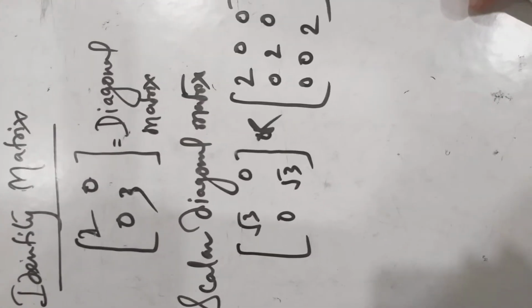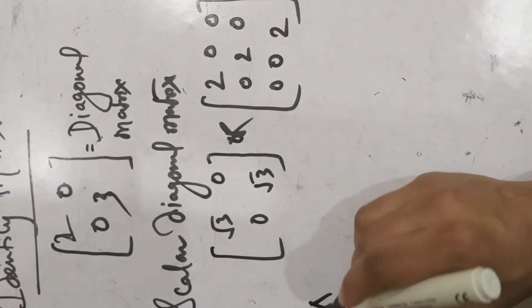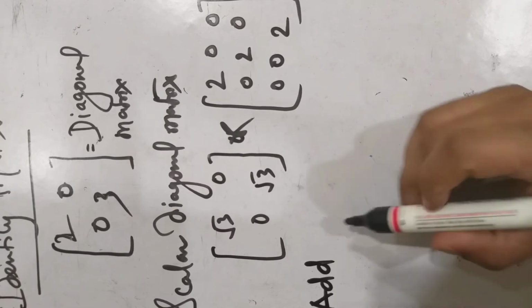Fine. Now there are too many. So what we do is, how do we add or subtract any two matrices?